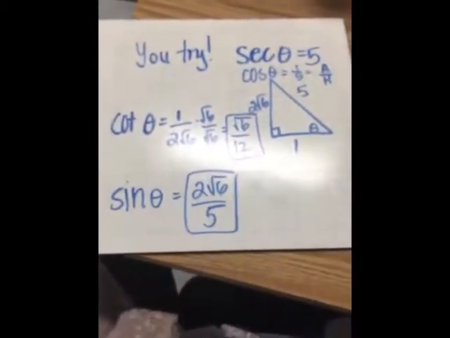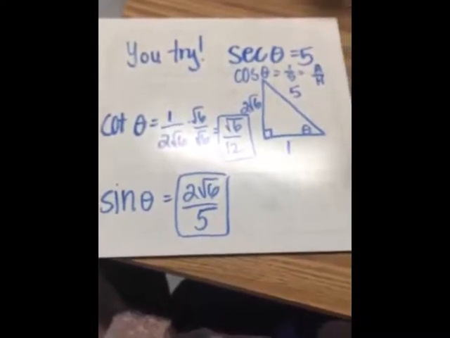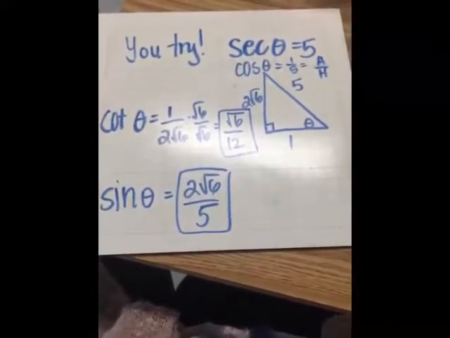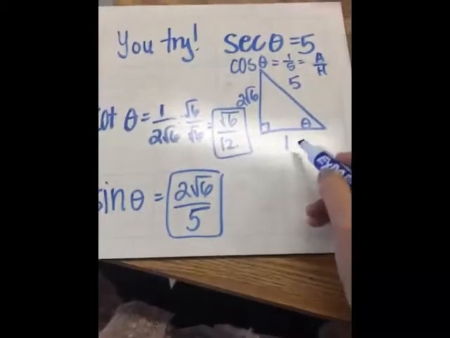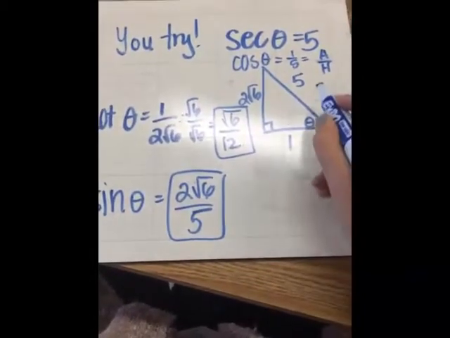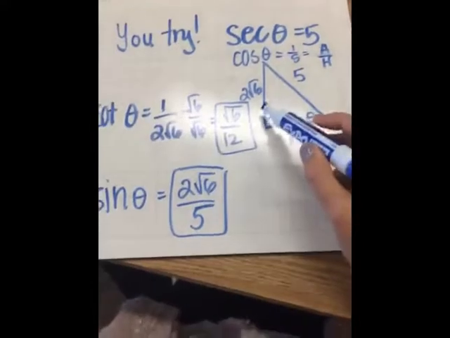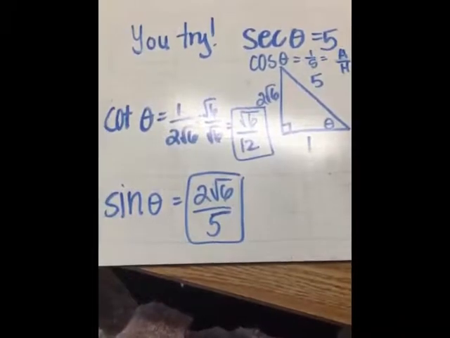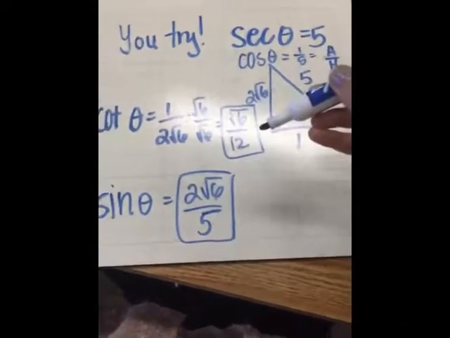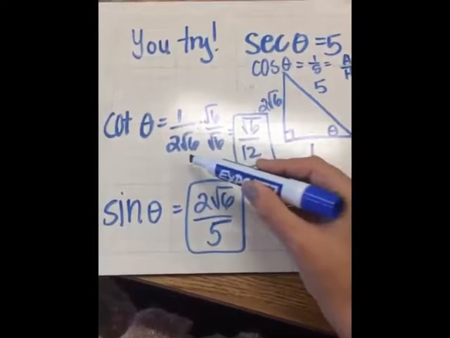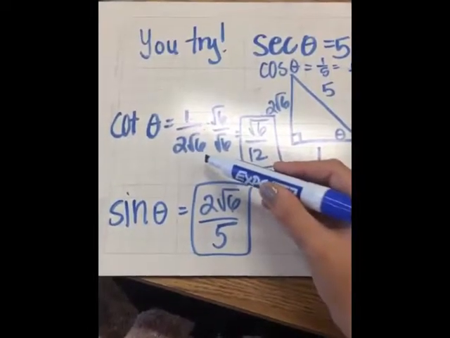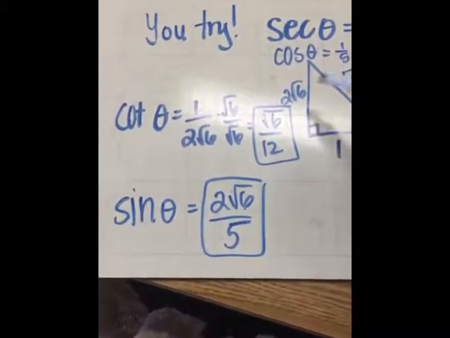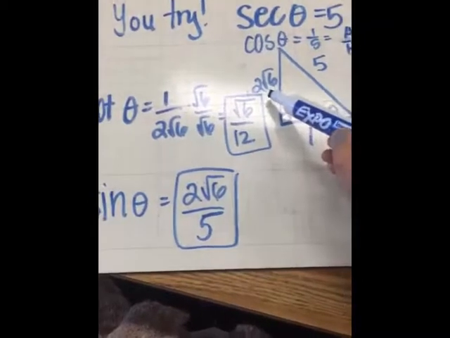All right, so here's the answer to that u-try problem. So first off, secant is the reciprocal of cosine. So if secant of theta is 5, cosine of theta is 1 over 5, which is adjacent over hypotenuse. So that's how we labeled our triangle, adjacent over hypotenuse, 1 over 5. Do Pythag, and you get that the opposite side is 2 root 6. So cotangent is the reciprocal of tangent, so it's adjacent over opposite, 1 over 2 root 6. But you can't leave a radical in your denominator. You have to rationalize your denominator to get square root of 6 over 12. And then sine of theta is opposite over hypotenuse, 2 root 6 over 5.